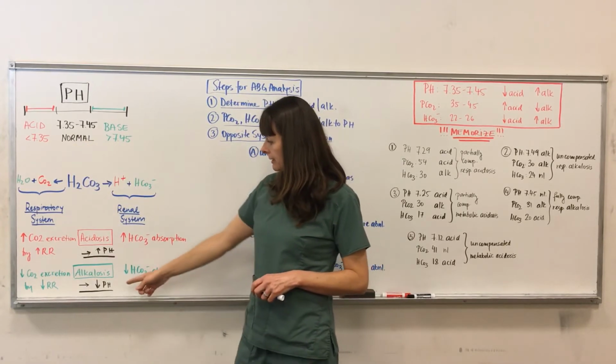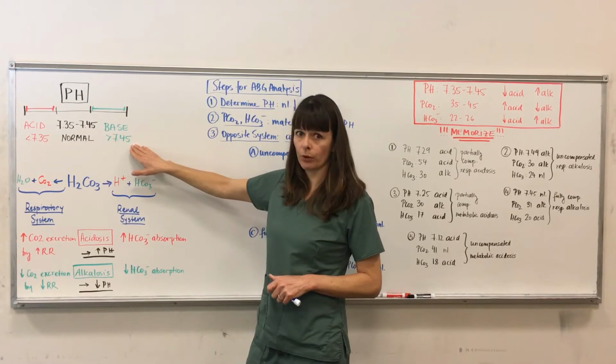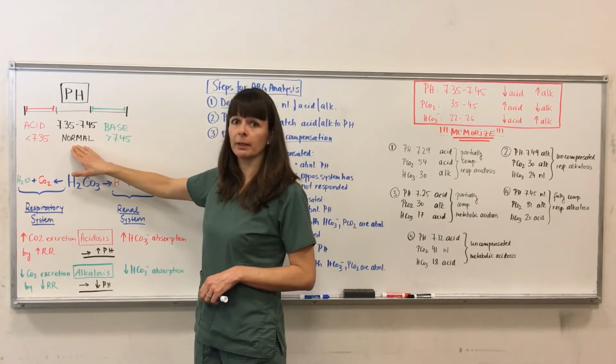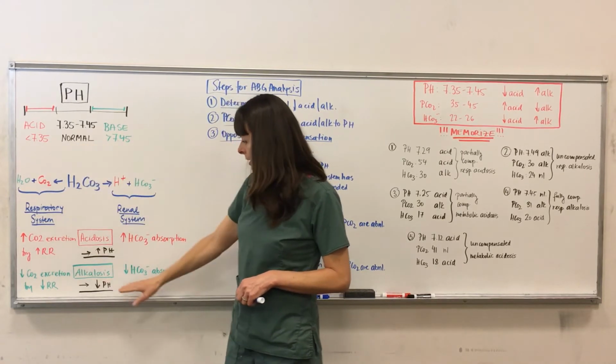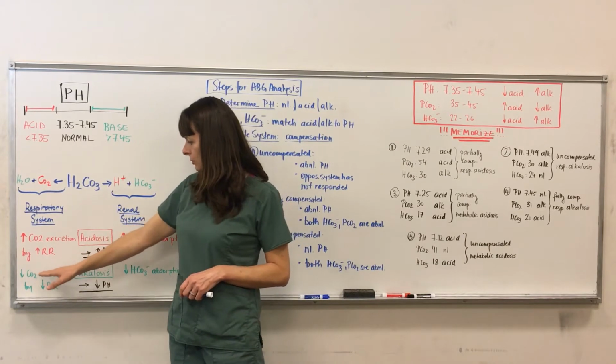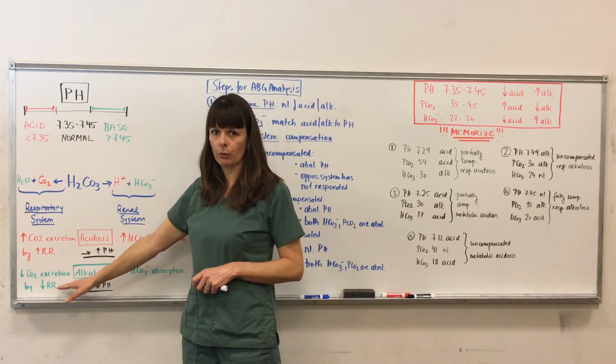Now in an alkaline state, the pH is greater than 7.45, so what we really need to do is decrease the pH to bring it back into the normal range. So what the respiratory system does, it decreases CO2 excretion by decreasing the respiratory rate.